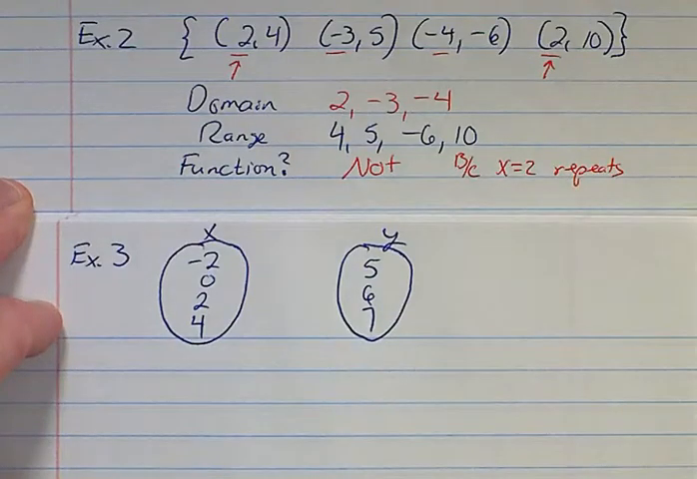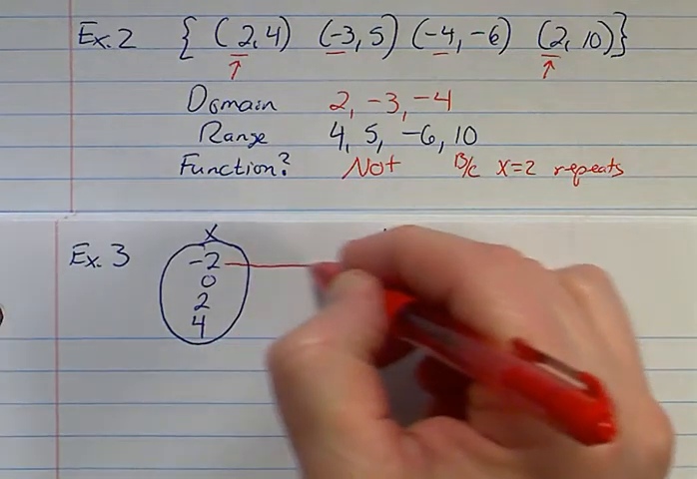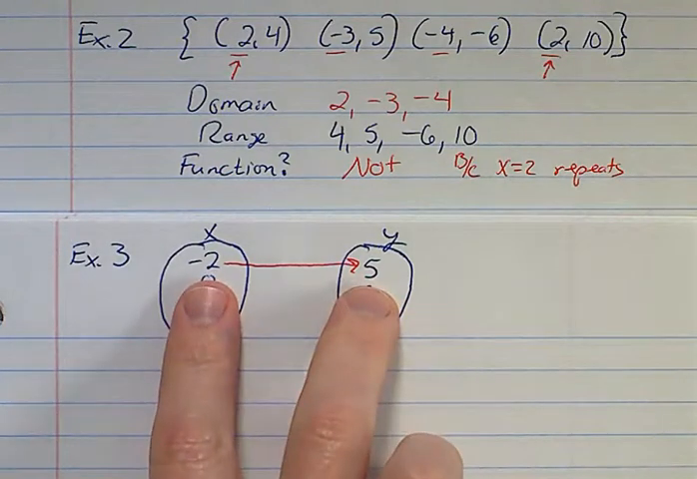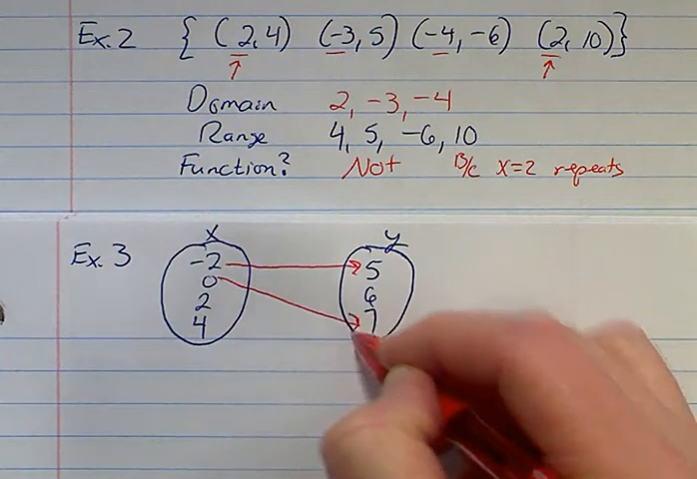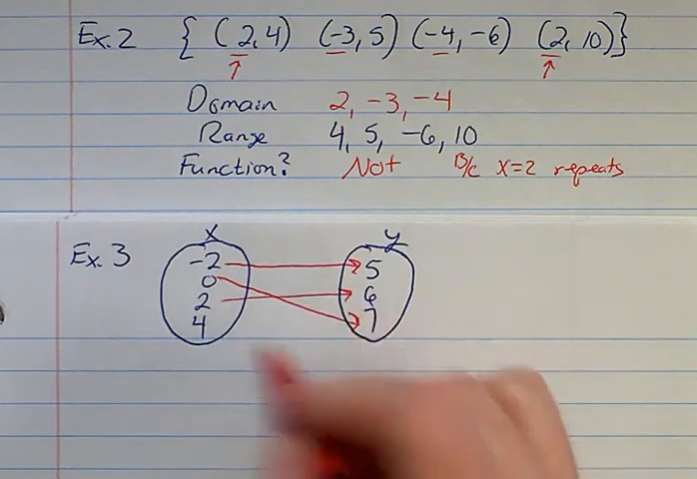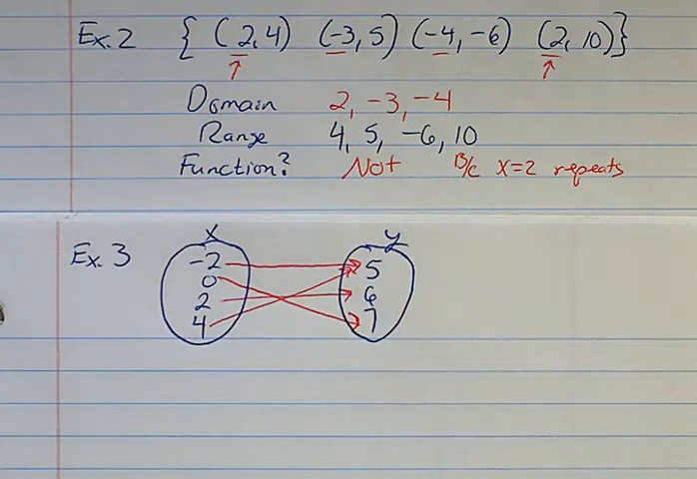They'll basically separate your x and y values out, and then they'll have some arrows drawn to basically say, all right, that would be your ordered pair at -2, 5. You don't think about it that way. This would be like at 0, 7. This one's at 2, 6. And this one would be at 4, 5.